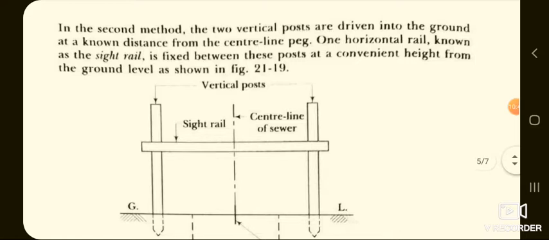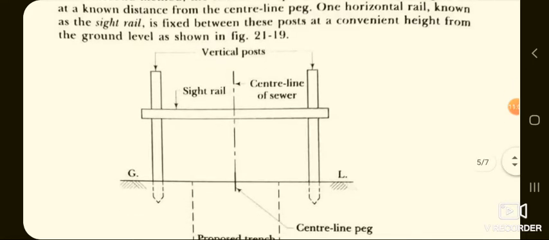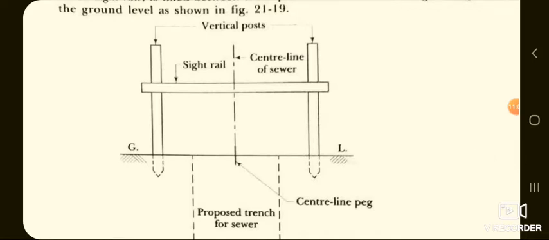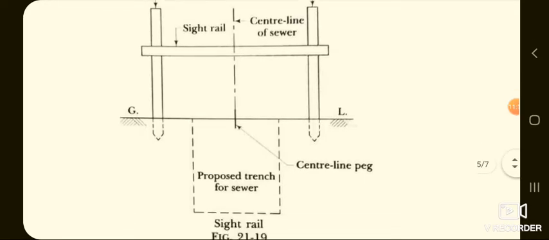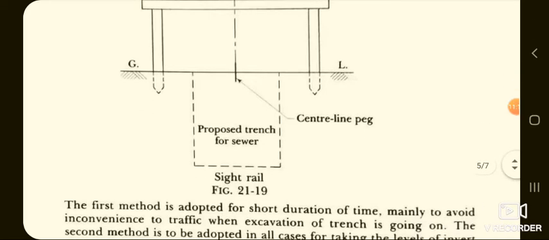In the second method, two vertical posts are driven into the ground at a known distance from the center line peg. One horizontal rail, known as the side rail, is fixed between these posts at a convenient height from the ground level, as shown in the figure below. So these are the two pegs which are driven into the ground, and it also shows the proposed trench for sewer. And the vertical line is nothing but the center line of peg.